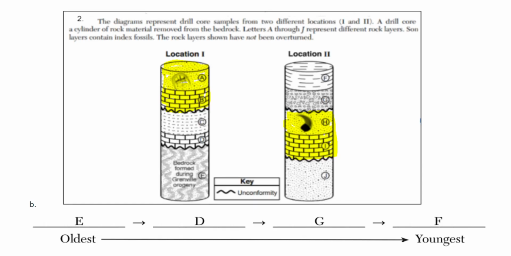Okay, so question number 2B, the correct answer is EDGF. E is the oldest, F is the youngest. So this one's a bit confusing because there are so many unconformities present in both these locations. So the biggest hint that you should look at are the index fossils. There's one index fossil here, and there's another index fossil in location 2.